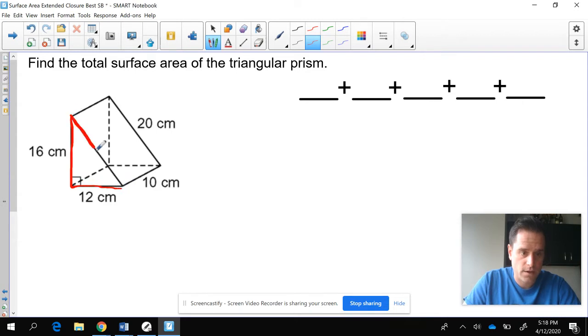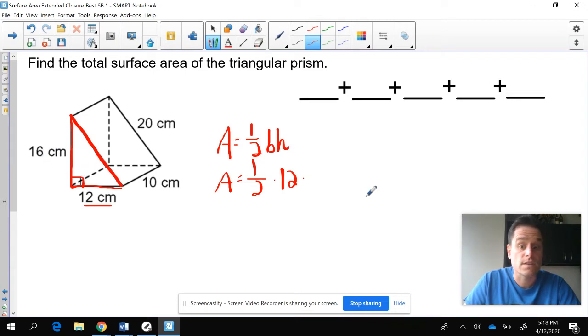Let's start with this triangle right here. And just remember that the area of a triangle is 1/2 base times height. We can take area as 1/2. You can see the base is 12. And remember, the height is always going to be perpendicular to the base. It's going to be 16. From here, we can take 1/2 of 12, which is going to be 6. 6 times that 16 is going to be 96. So we can put 96 here.